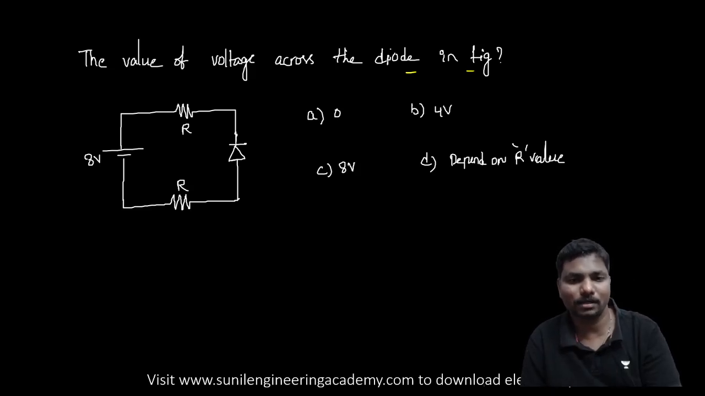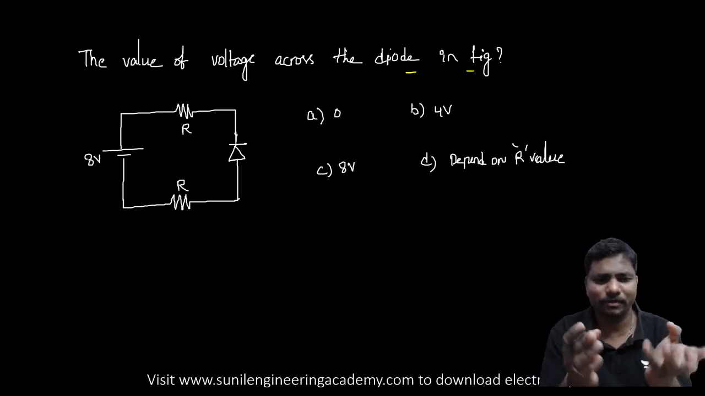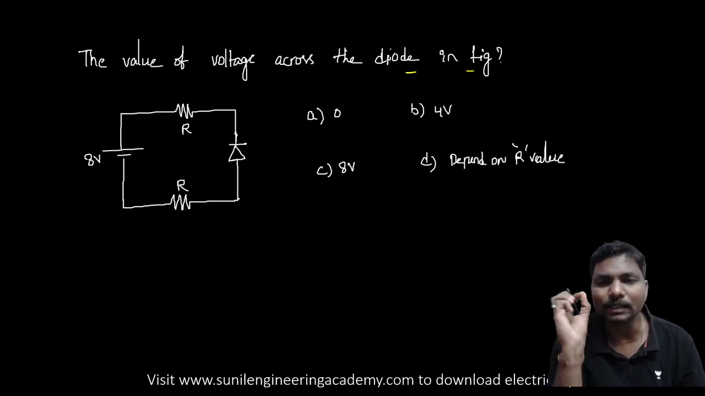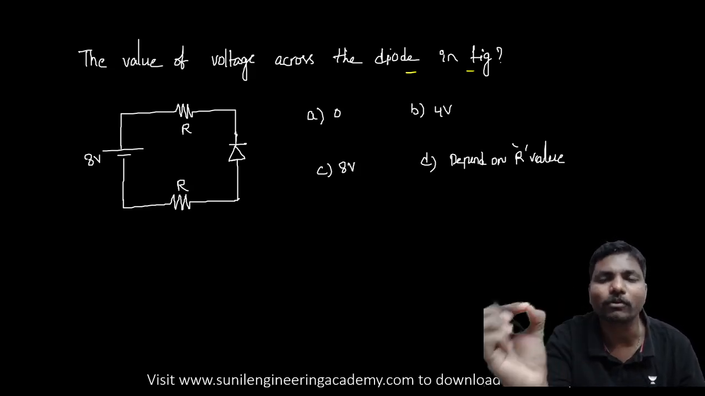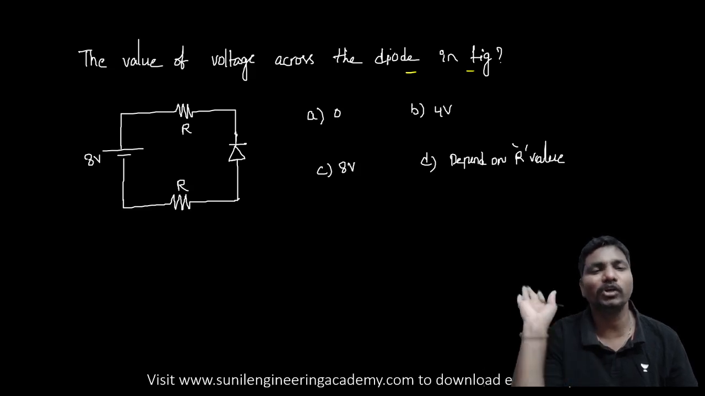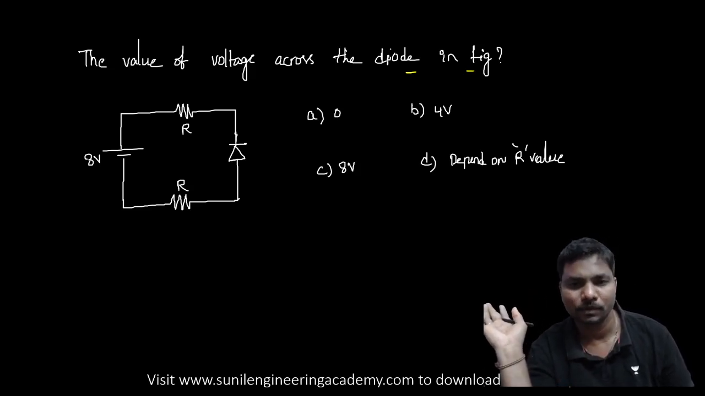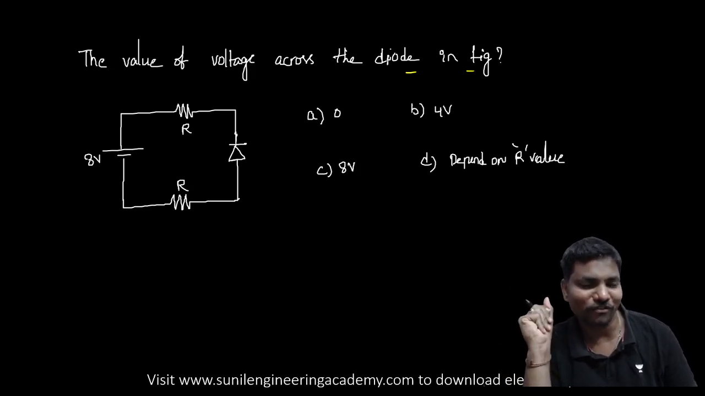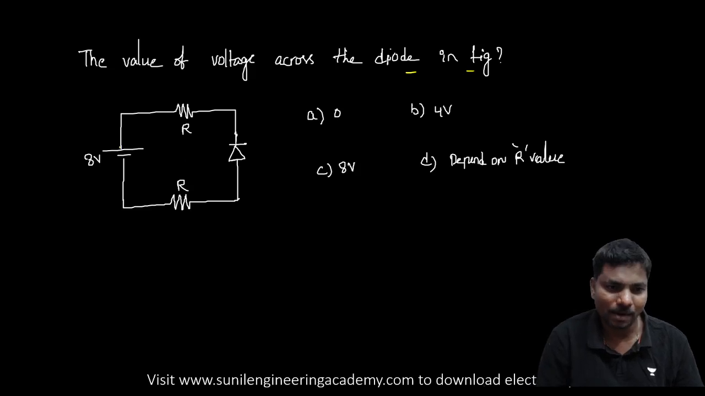I have given it in a very easy manner. Here also, whenever we have problems, the solution is very simple. Just a small thing: check whether the diode is in forward bias or reverse bias. That is the only check in diode problems. Here positive is connected to negative and negative is connected to positive, the opposite. That means it is in reverse bias now.